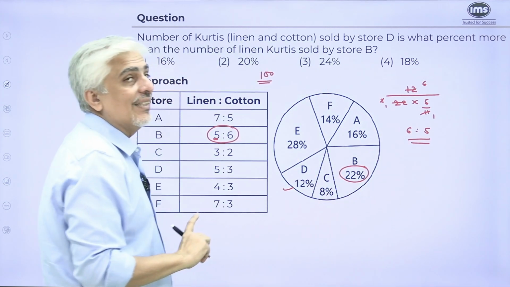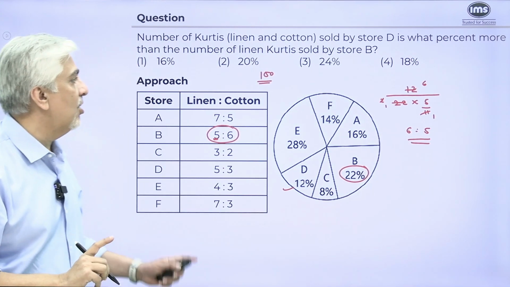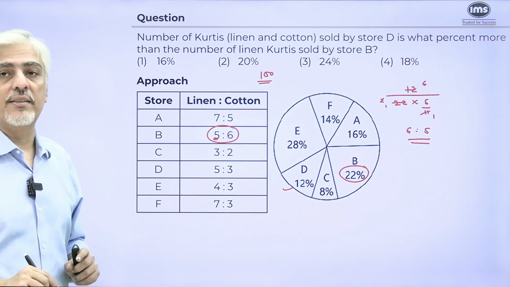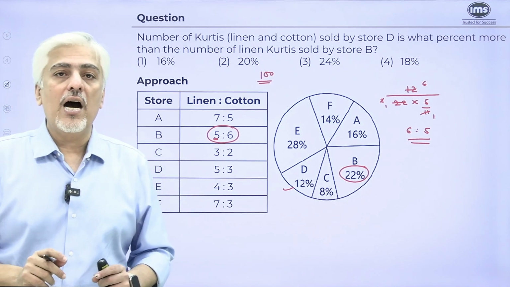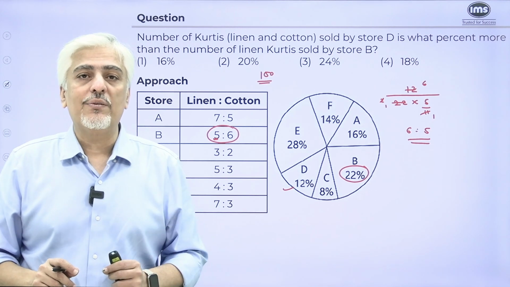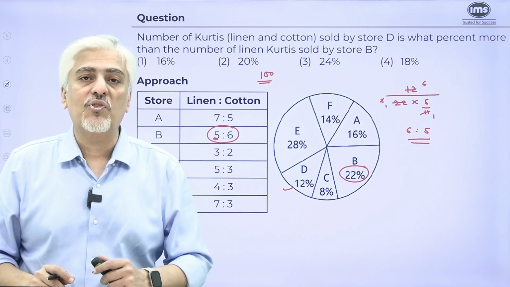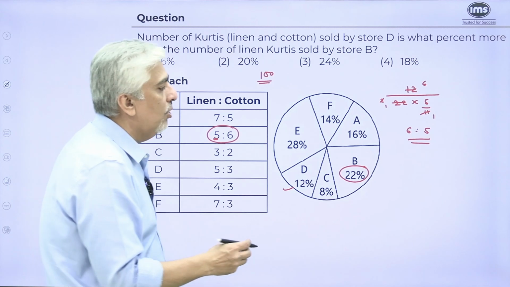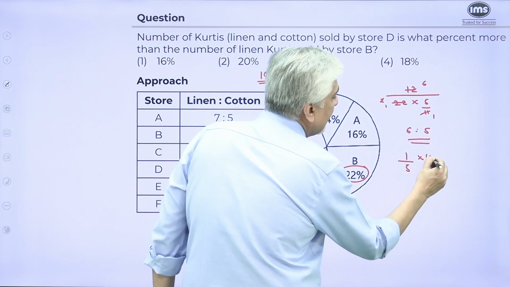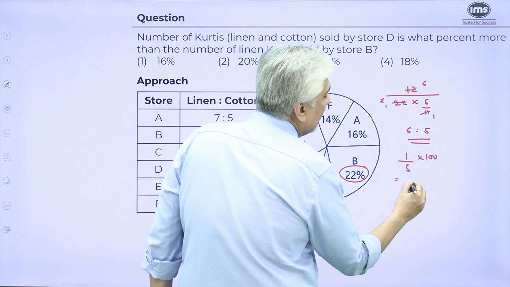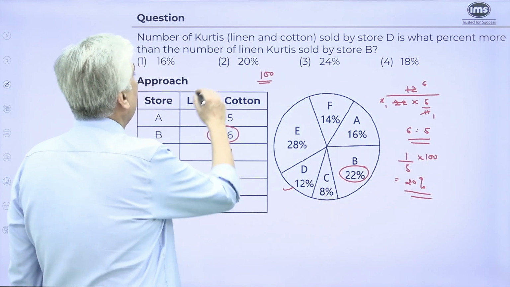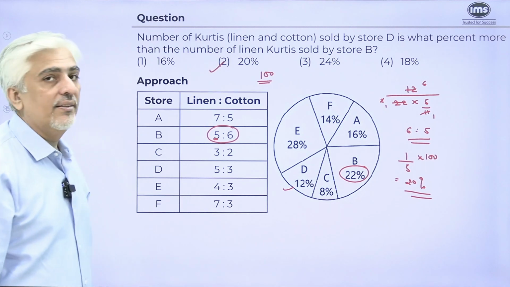Now pay attention, that's not what is asked. We have been asked a percentage. How much percent is the numerator more than the denominator? I'll repeat that part: how much percent is the numerator more than the denominator? If the denominator is 5 and the numerator is 6, it is 1 more over 5. Convert to percentage, multiply by 100. The answer becomes 20%, which is again the second option.